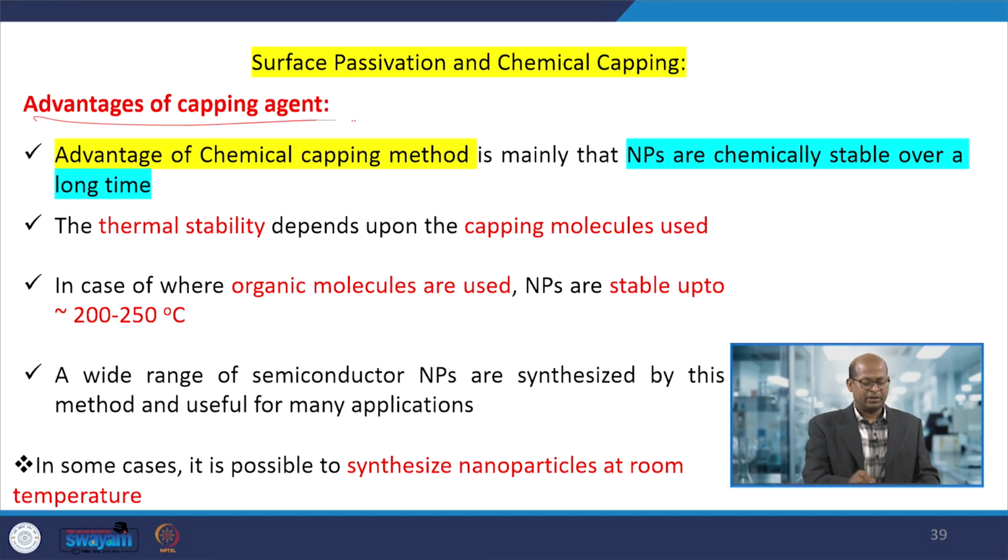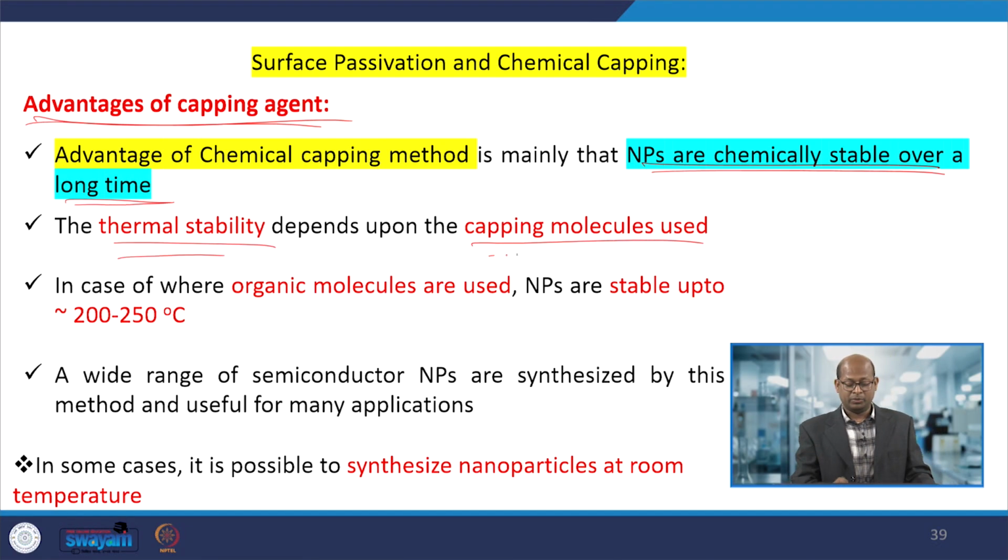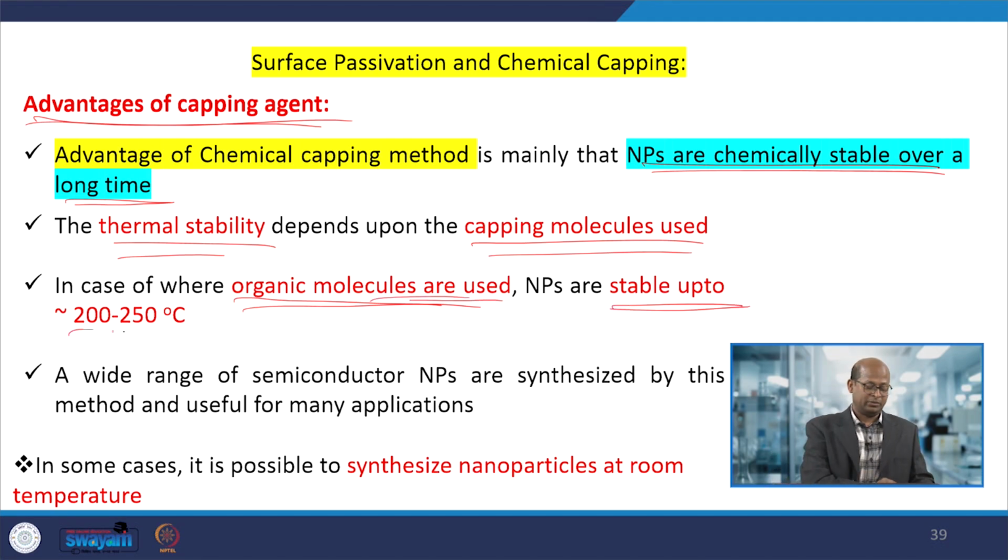So there are some advantages of using capping agents when we are getting a stable nanoparticle solution. As I said, when we use capping materials while nanoparticles form in a solution, the nanoparticles are chemically stable over a long period of time. Thermal stability also depends upon the capping molecules being used. Usually with these organic capping agents, the nanoparticles are stable up to 200 to 250 degrees centigrade, within that range.